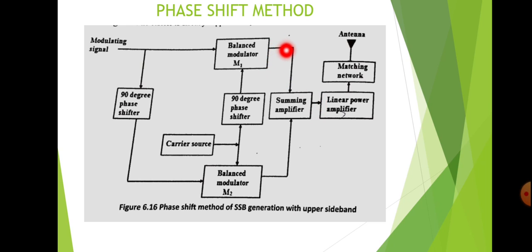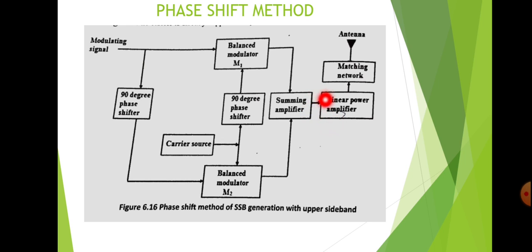That means here we will get a DSB-SC signal and here also we will get a DSB-SC signal. Here there will be an upper sideband and a lower sideband. Here also there will be an upper sideband and a lower sideband. But here the lower sideband will be 180 degrees out of phase, so it will be cancelled out. So the resulting signal will contain only the upper sideband.